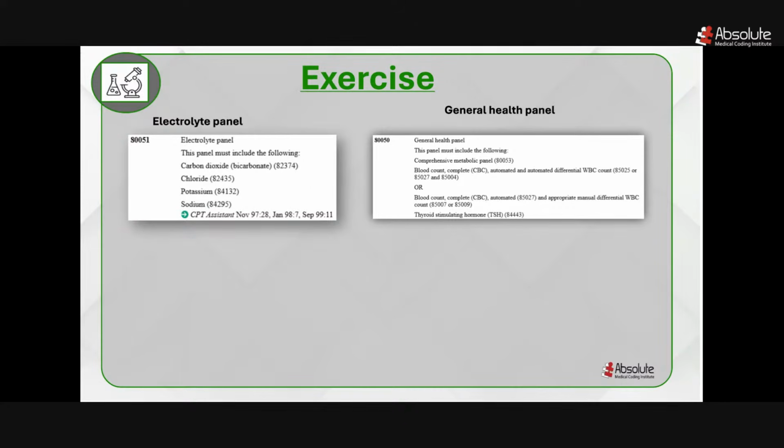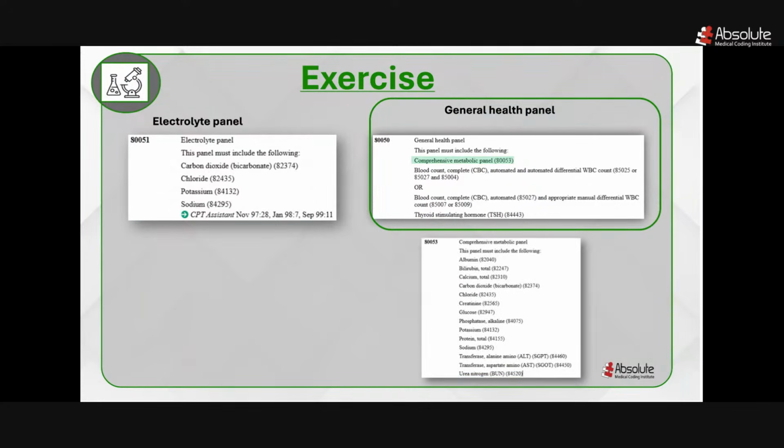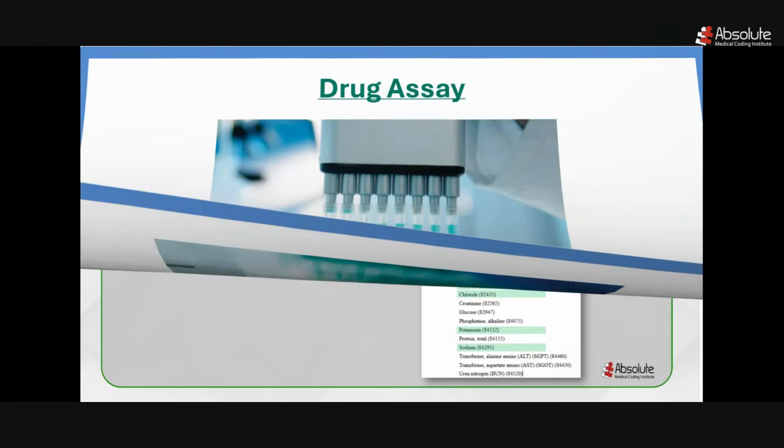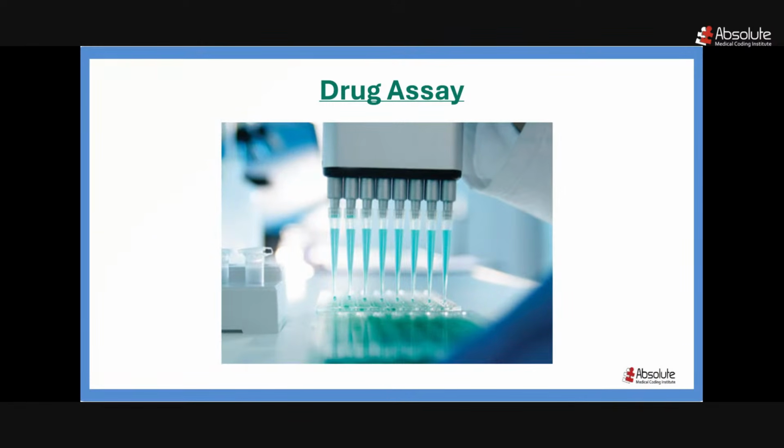Awesome. Great, great answers in the chat. Yes, we are going to code for a general health panel because we already saw that comprehensive metabolic panel is included in the general health panel. And yes, the comprehensive metabolic panel consists of all the tests that are mentioned in electrolyte panel. That means electrolyte panel is included in comprehensive metabolic panel, which in turn is included in general health panel. So we are only going to code for a general health panel. So excellent job. I think you all are good with the panels now. So let's move on to the next topic for the day.